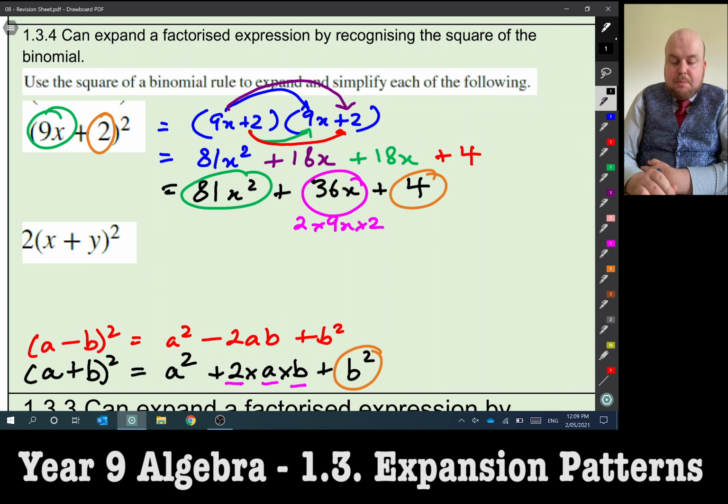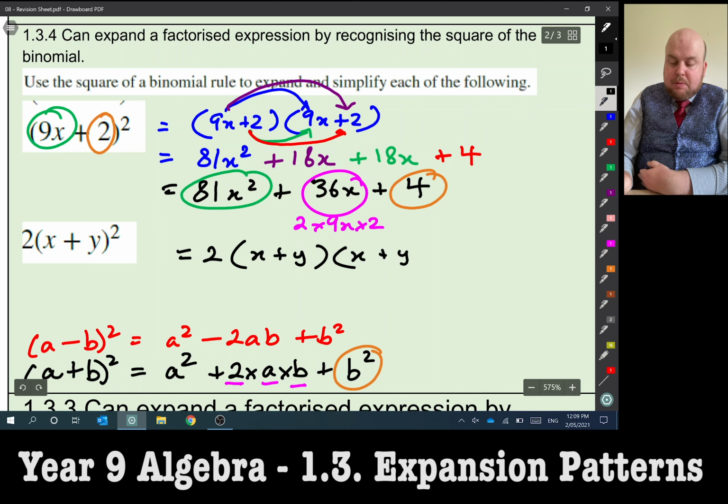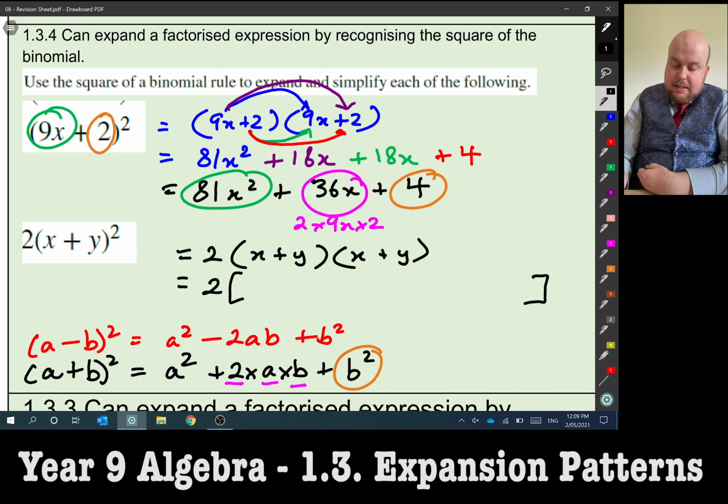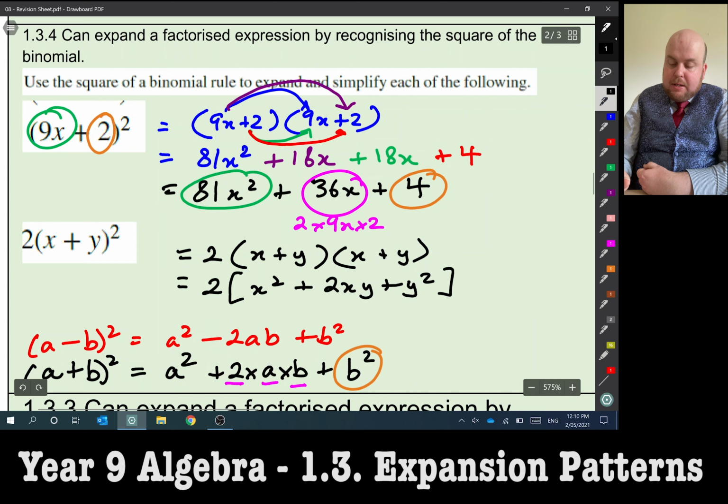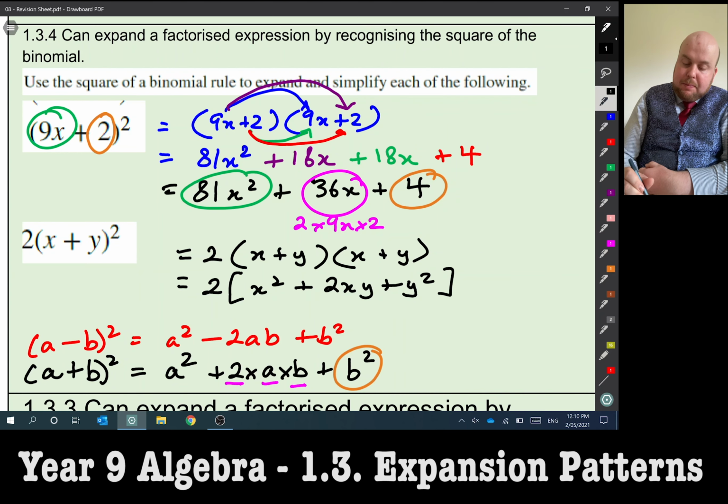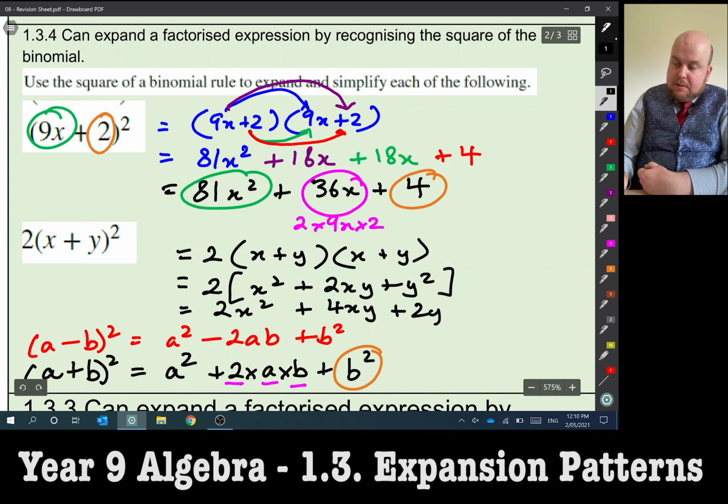So here I've got 2 brackets, x plus y squared. Well, that's the same as saying 2 times x plus y, x plus y. Now this one I am feeling confident about doing the pattern. I'm leaving the 2 on the outside, and I'm just going to put these little square brackets in here so I don't get too confused, because I'm going to multiply everything by 2 at the very last step. So this is going to be x squared plus 2xy plus y squared, because I recognize the pattern. So my final answer is going to look like this.